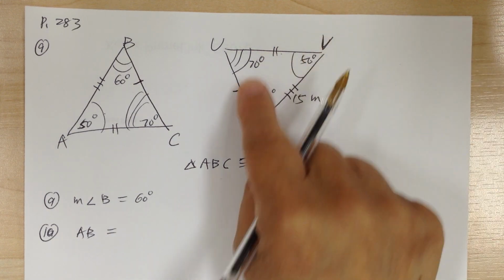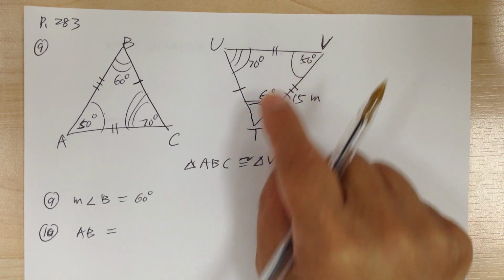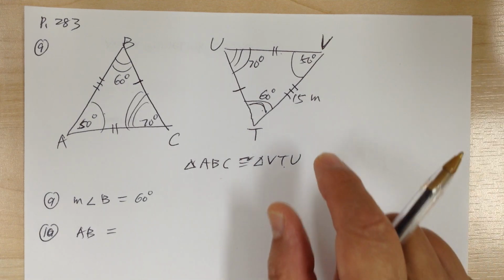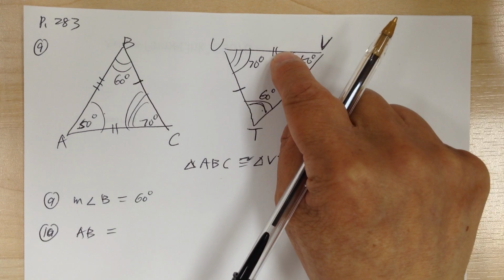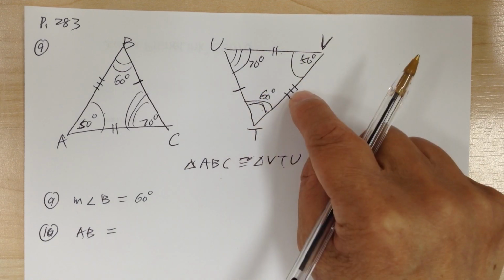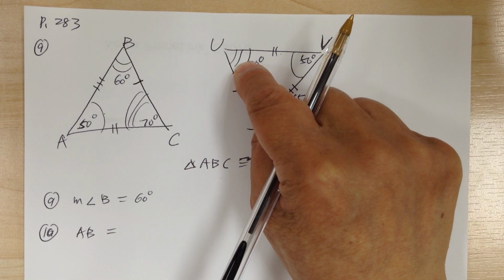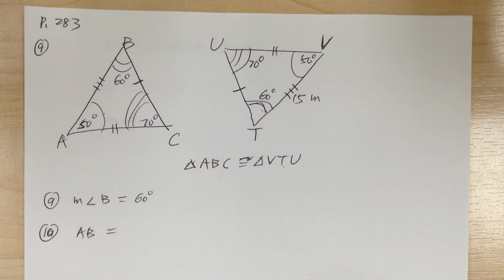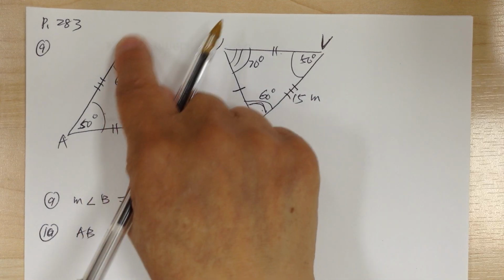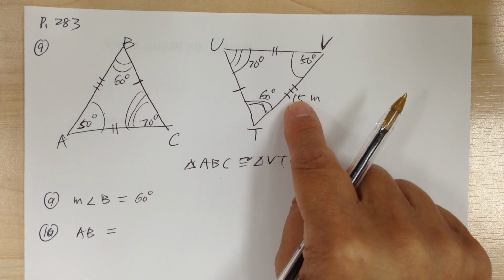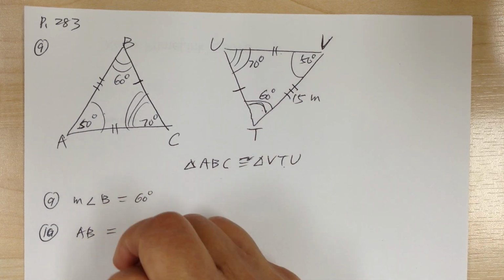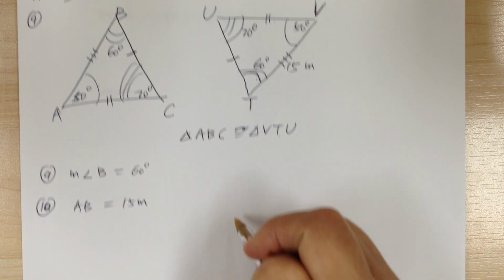When you're doing the labeling, it helps you keep things from being confusing. You have 1 hash mark facing the 1 arc, 2 hash marks facing the 2 arcs, 3 hash marks facing the 3 arcs. That way it helps you keep track of which is congruent to what. So to find AB, AB is the 3 hash marks. You come over here, look for the 3 hash marks, which is this side, so it's equal to 15 meters.